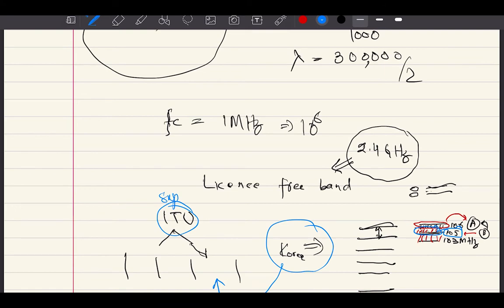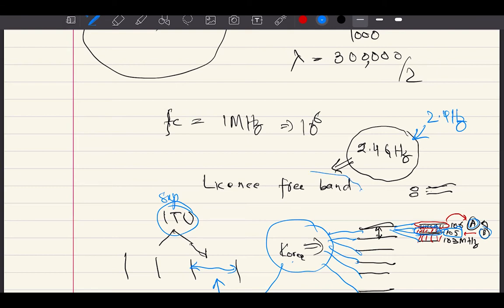So this is how it works. The main band is purchased from here to here, and then from here they are further selling it, and from here they are further selling it, and then one person cannot use the other's frequency band. Now let's come back to this 2.4 gigahertz. Why do we see the 2.4 gigahertz so frequently?